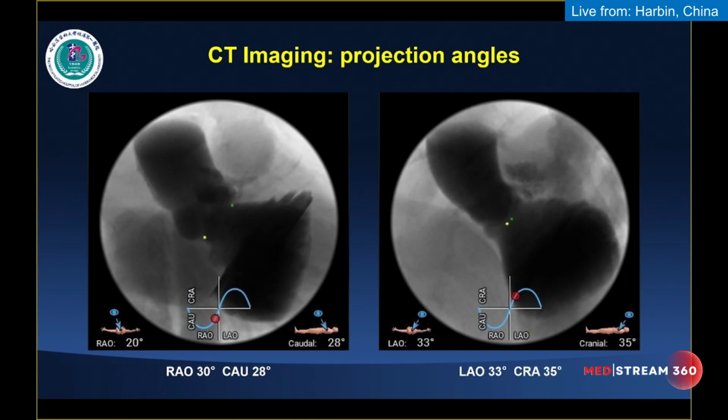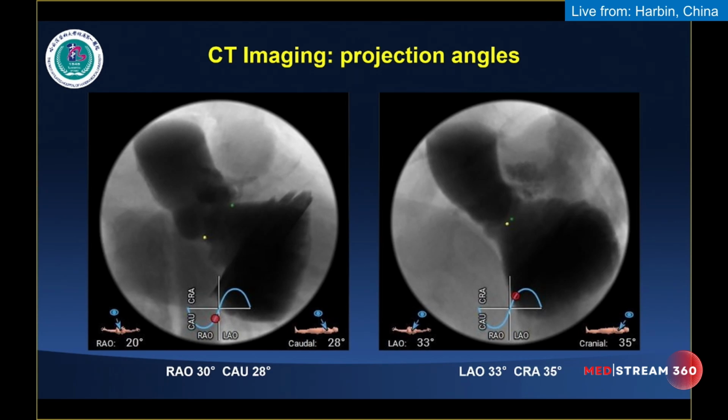Now we can see the projection angle for the CT imaging, and we choose two angles. One is the projection angle, LAO 30 and RAO 28, and another angle is the implantation position, LAO 33 and CRA 35, for observation of the valve release.